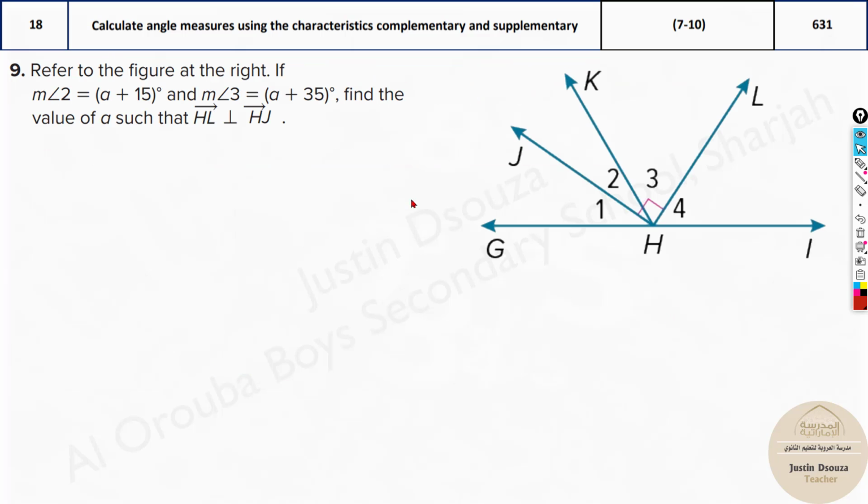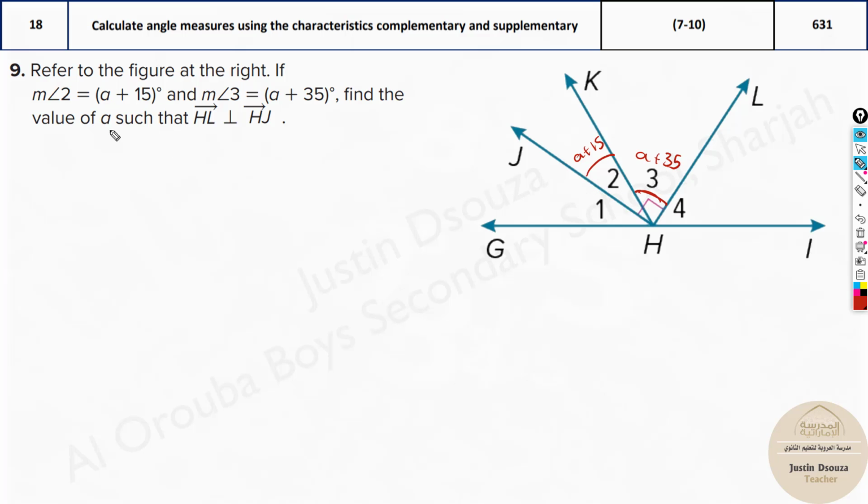And we have a figure in this problem. Refer to the figure at the right. If the measure of angle 2 is given as A plus 15, let's just write it out over here: A plus 15. What about this measure of angle 3? They have given it as A plus 35.